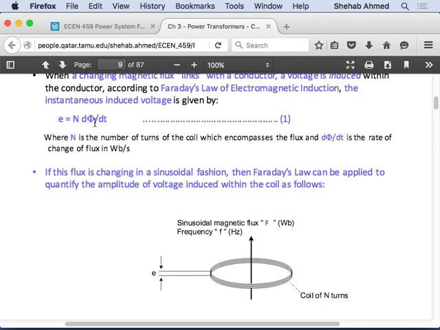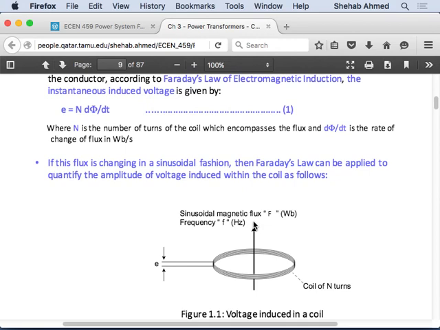So if we make this flux sinusoidal, then the voltage will also be sinusoidal, right? Since they're related by differentiation. If this is a sine, this would be a cosine, and cosine would be a sine, right? So it cannot be DC. That's why, if it is DC, what happens? There is no E developed. If there's no E developed and you put a voltage source across the winding, what happens?